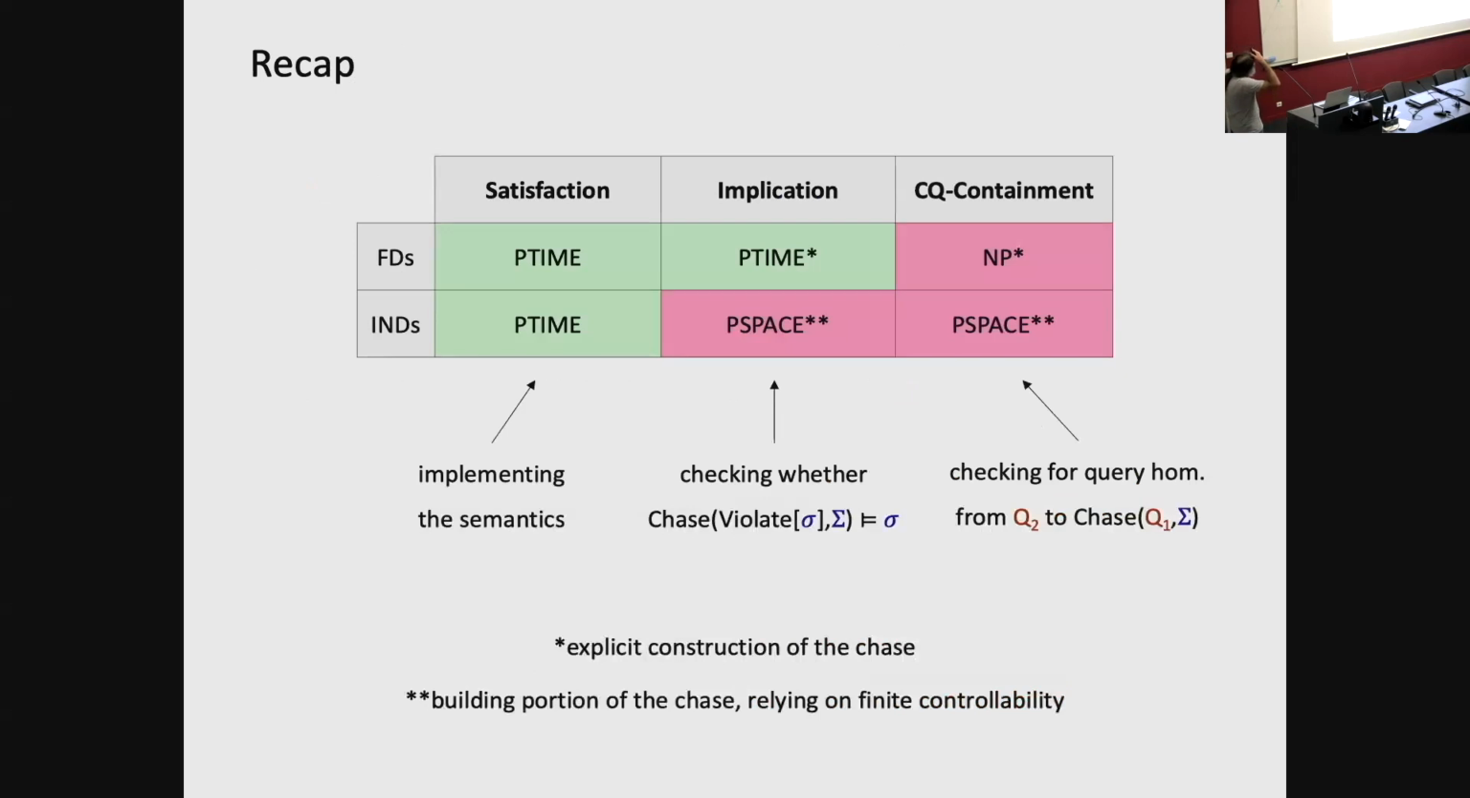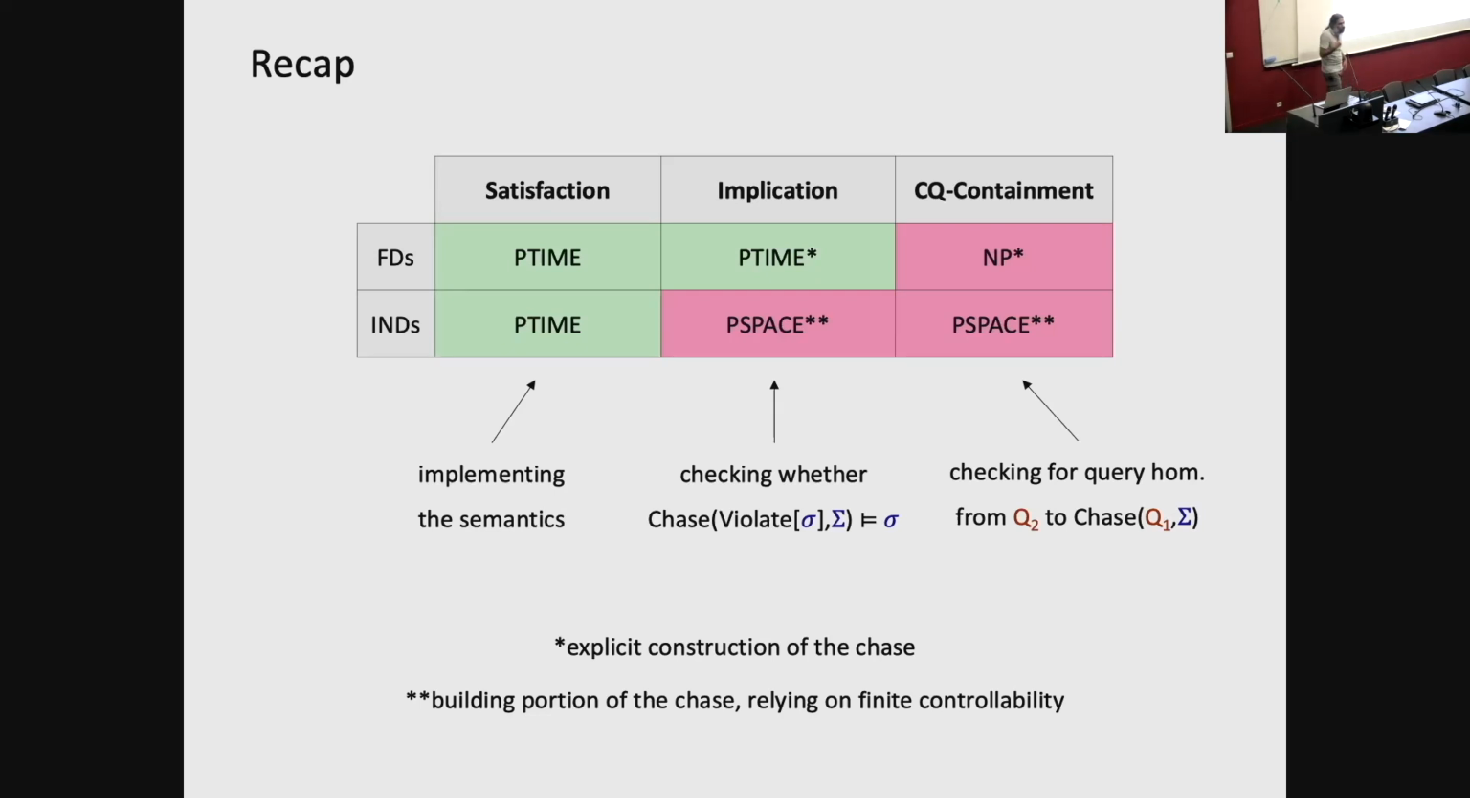All right, so this is what I wanted to share with you guys. I hope it's clear what is going on, or at least the high-level picture and the main tools that one should use here. So satisfaction, implication, we have seen that before. I don't have to repeat it. For containment, okay, it's again checking for query homomorphism from Q2 to this transform query. And the same story. For functional dependencies, we can explicitly construct the chase. For the inclusion dependencies, we cannot afford that, but we need to non-deterministically build this portion.